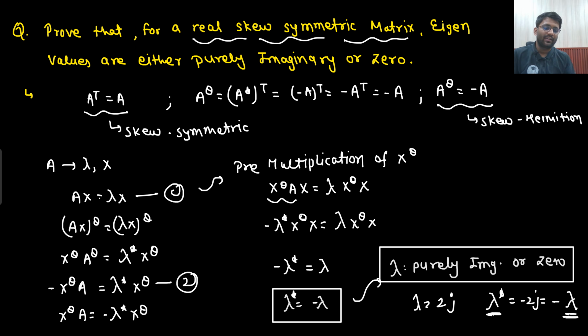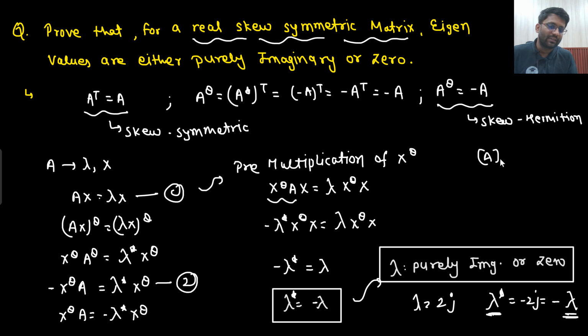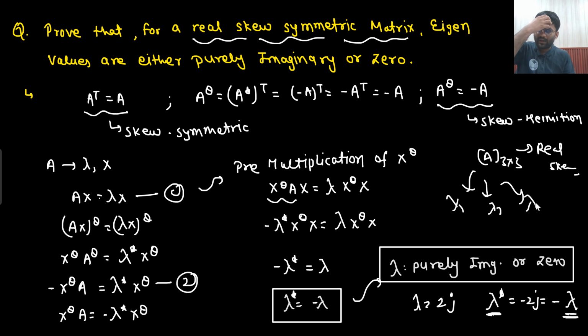Now, can you think why this statement is correct? Let's just say A is my 3 cross 3 matrix, and it is a real skew symmetric matrix. So I will have 3 eigenvalues, lambda 1, lambda 2, and lambda 3. Let's just say one of the eigenvalues is 2j. What can you comment about lambda 1, lambda 2, lambda 3? Sir, they will be purely imaginary or 0. So is 2j purely imaginary? Yes. Can you comment on the second eigenvalue on your own? I told you if it is a real matrix, then eigenvalues will always be complex conjugates. So the other eigenvalue will be nothing but minus 2j.